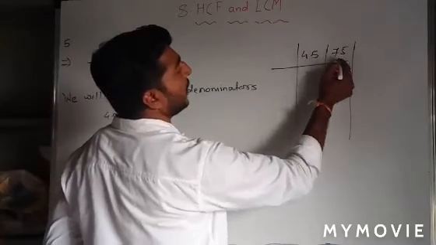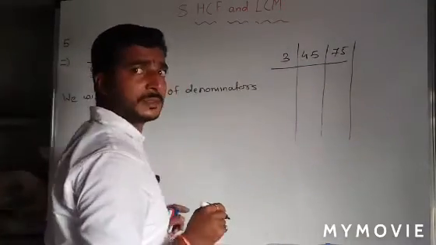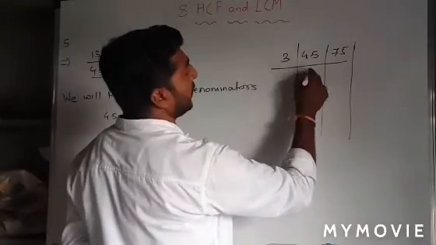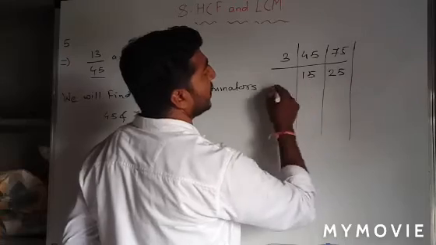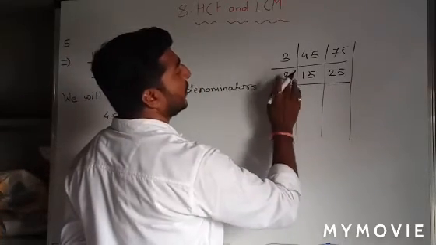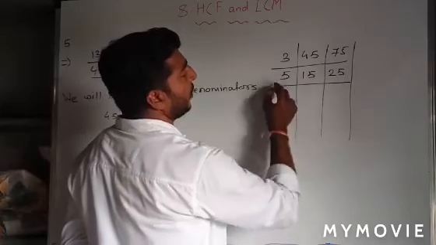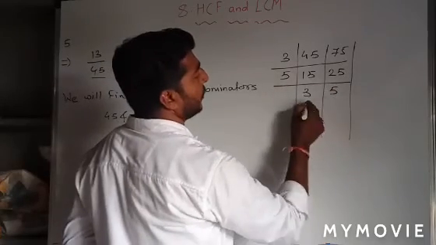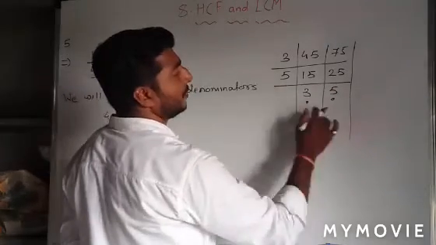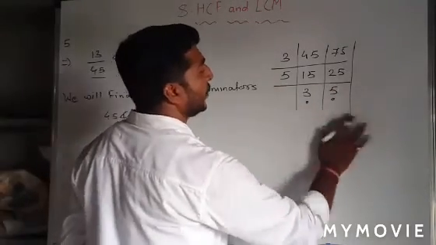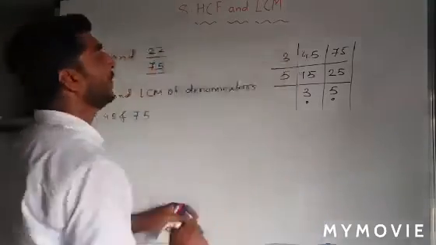So you can see this 45 and 75. You can divide them by the smallest prime number, that is 3. So 3 15s is 45 and 3 25s is 75. Then again you can do it by 3. No. You can do it now by 5. Now 5 3s is 15 and 5 5s are 25. So now both of these numbers are prime numbers. There is no common prime number. So here you will finish your factorization.